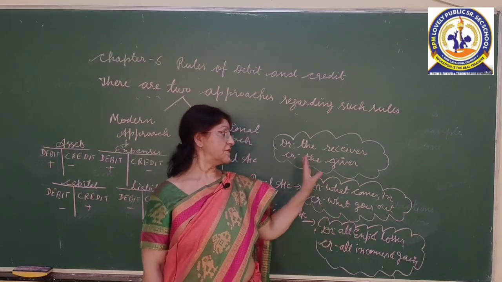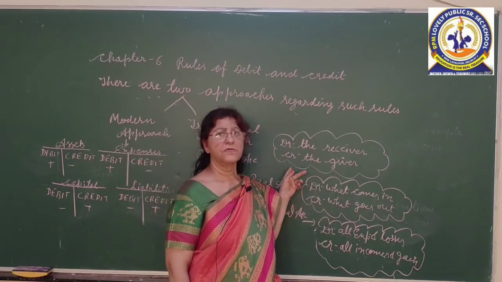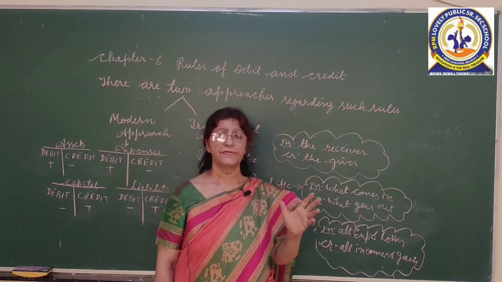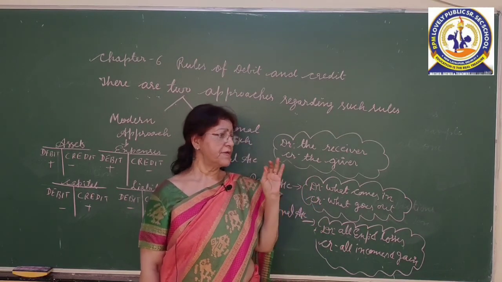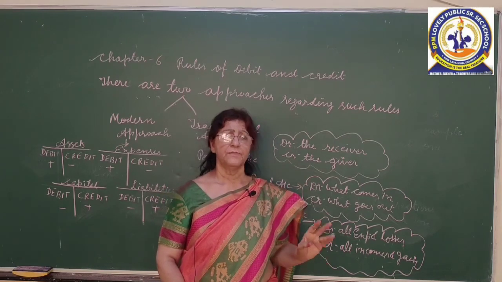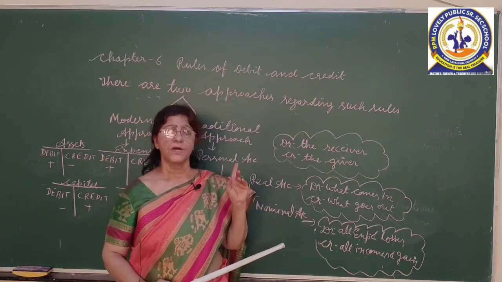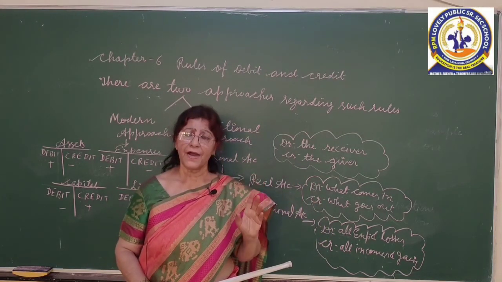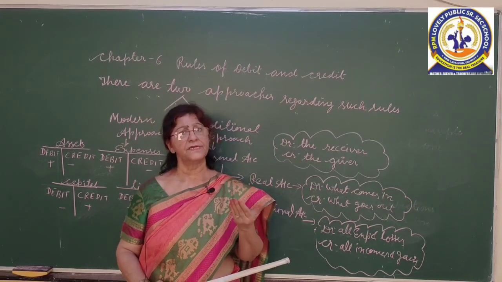So children, these are the golden rules of accounts. These are the golden rules of debit and credit. These are the basic rules of account, we can say. So revise it properly, because without these rules you can't prepare, you can't pass journal entry in class 11th and 12th.